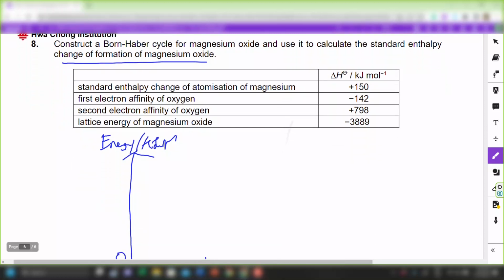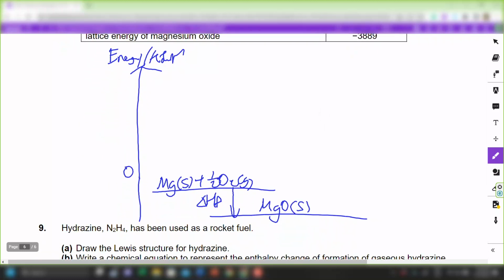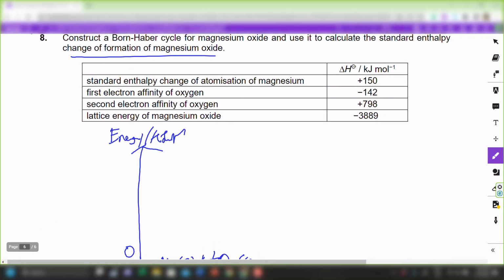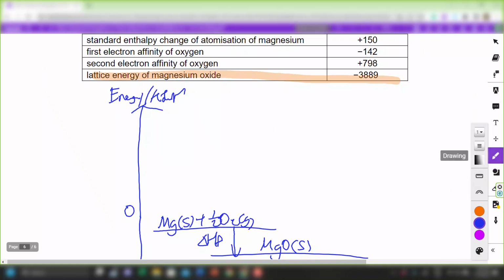So sometimes the data are not given, but you can use your data booklet's bond energy data. Then what is the simplest way for us to draw the Born-Haber cycle? Well, the simplest way is really to check out the lattice energy, because it will usually be the one with the largest magnitude. Remember earlier on I mentioned the trick to drawing an energy level diagram is to locate the one with the largest magnitude. So in this case, you'll be very, very high up.